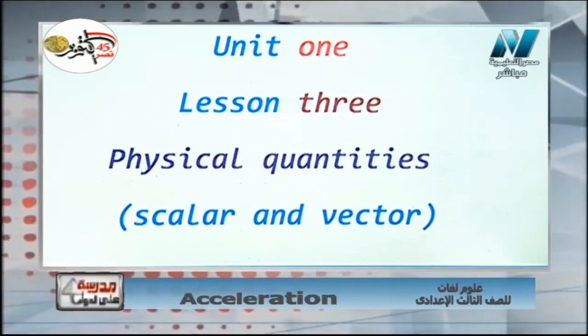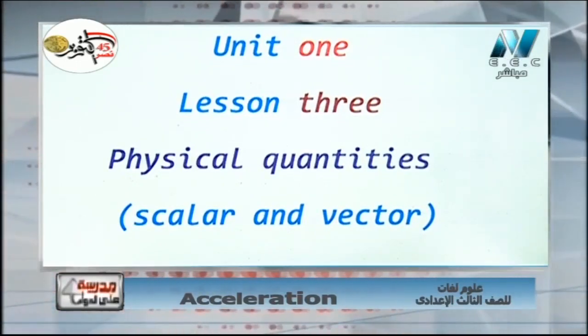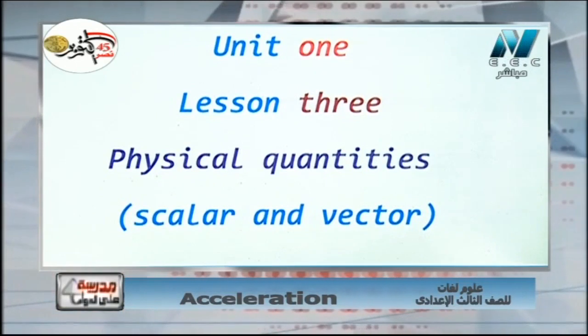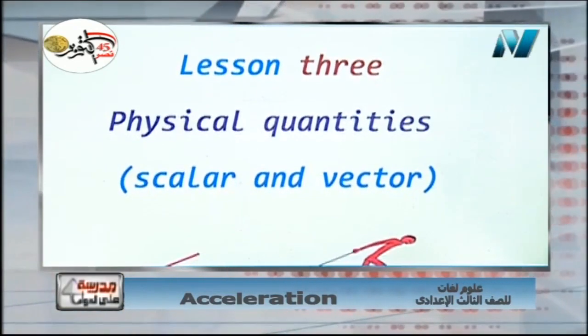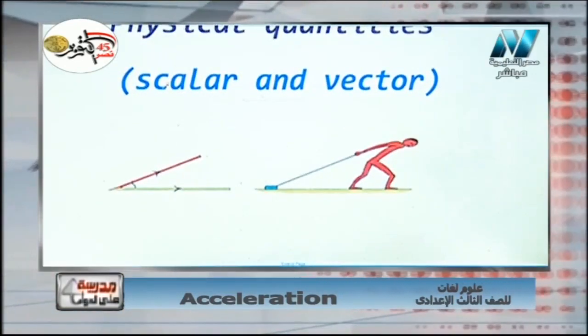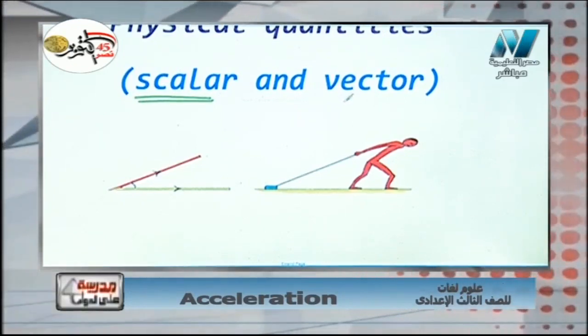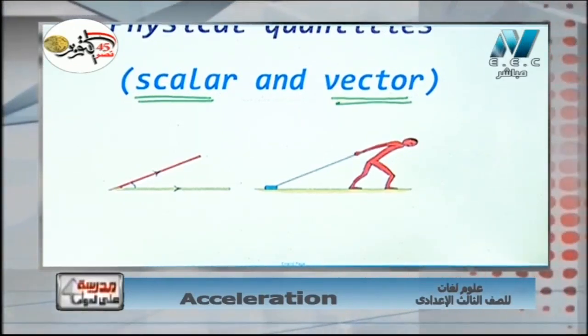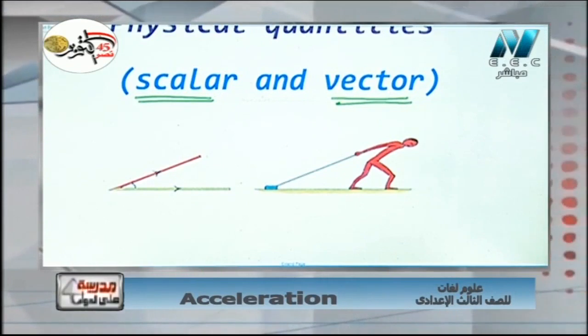Let's start together with the first part in lesson 3, physical quantities. We have scalar and vector physical quantities. We have two types of physical quantities, scalar and vector. A very simple lesson.